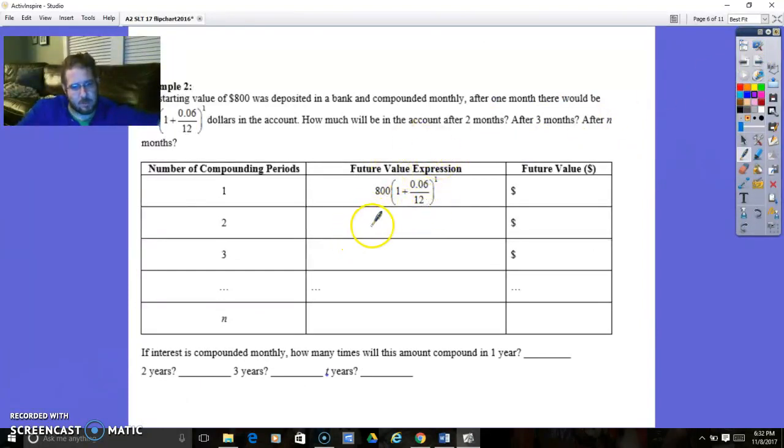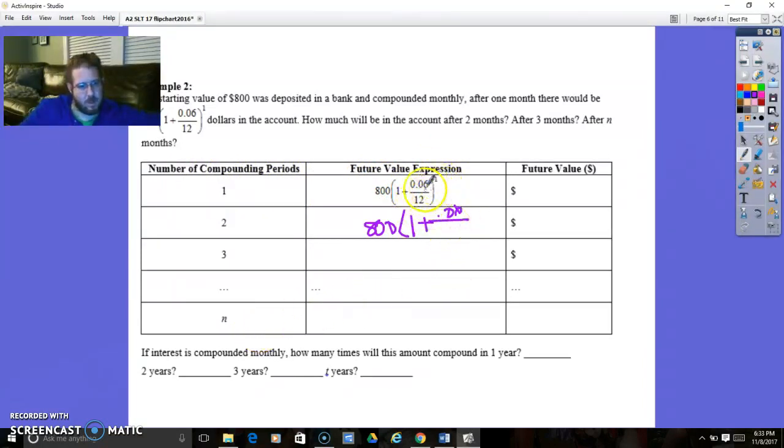So when you're doing this, it'll be the exact same each time, but it's going to be 1 plus the rate, which is 0.06. That's not going to change, but it's going to be divided by the number of compounding periods. So in this case, this looks like monthly, so that'd be 12 times.